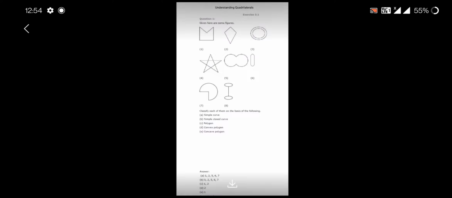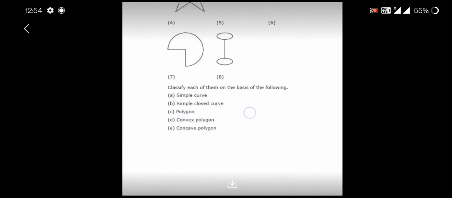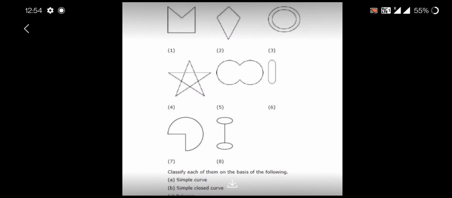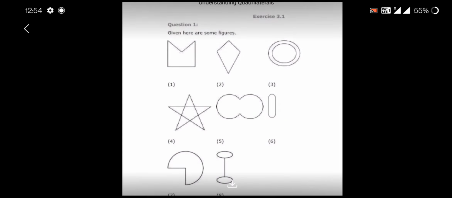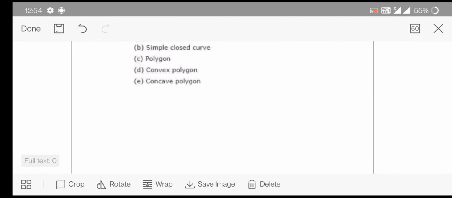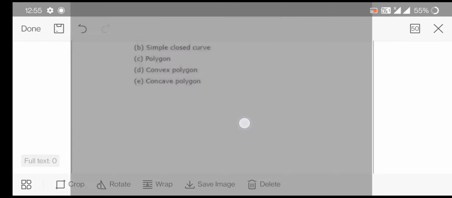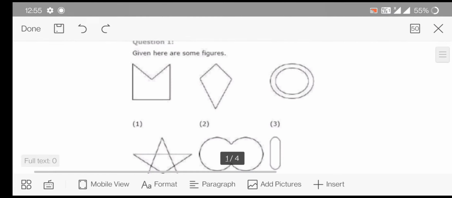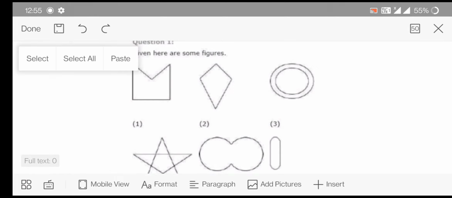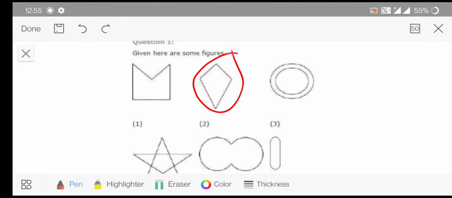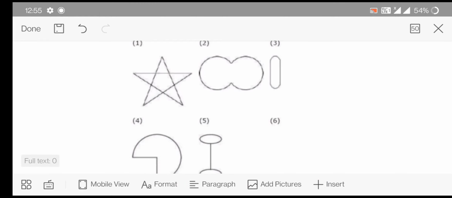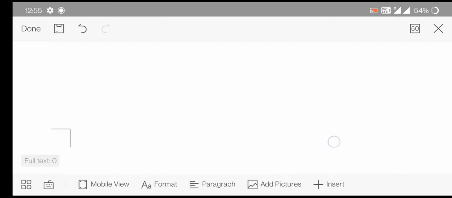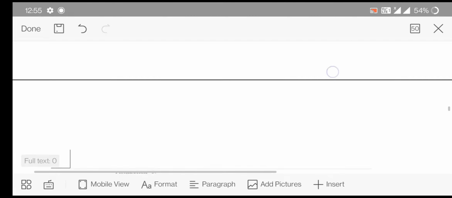Then the next one is convex polygon, concave and convex. So what do you mean by convex? Convex means bulged outside. So this kind of polygons you can consider in convex polygon, and this kind of you can consider in concave because it's bent inward. Okay, so this is about the first question, and let's move with the next question, question 2.